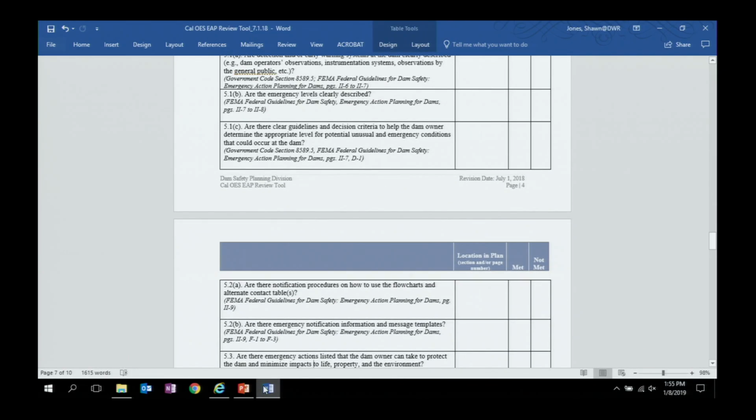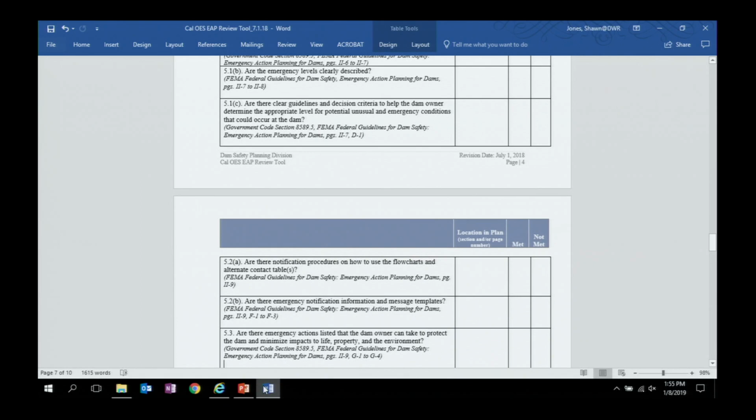Are the emergency levels clearly described? So please make sure that when you're identifying these levels, that you're hitting the levels that are required. And in focus also, if you need any more information on that to help guide you, is the FEMA federal guidelines for dam safety. So P64 basically will give you that information. And if you haven't noticed already, under each one of these items, it gives you the guidelines for where to find the information to help you.